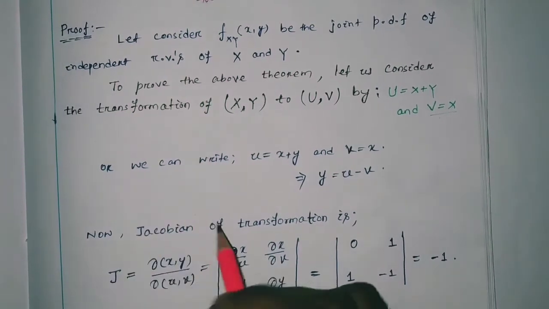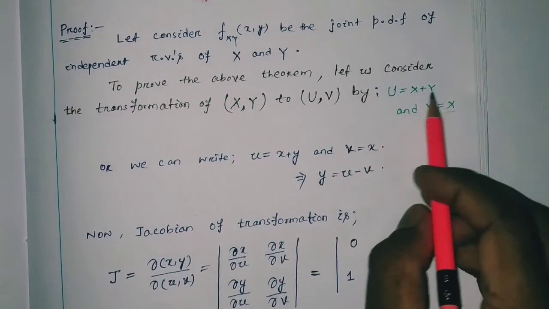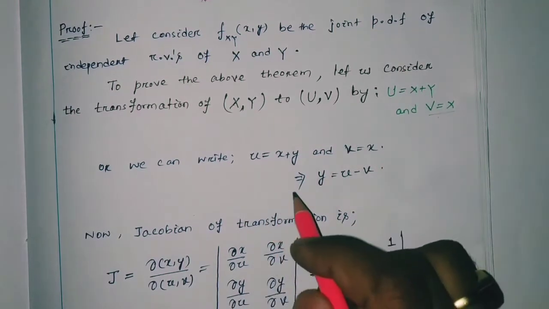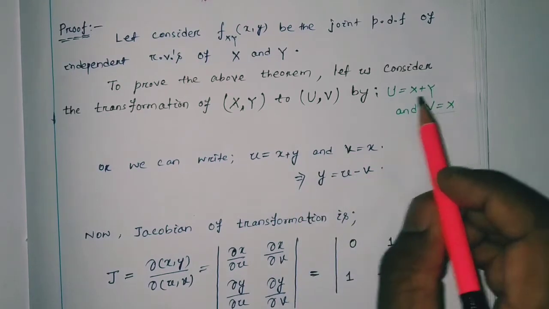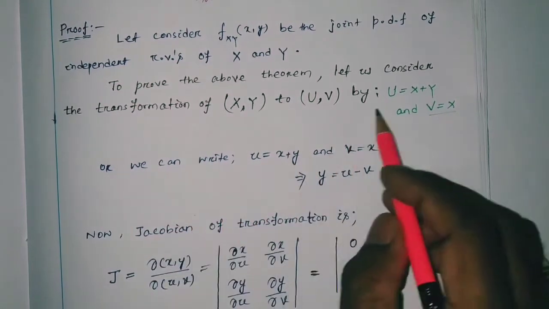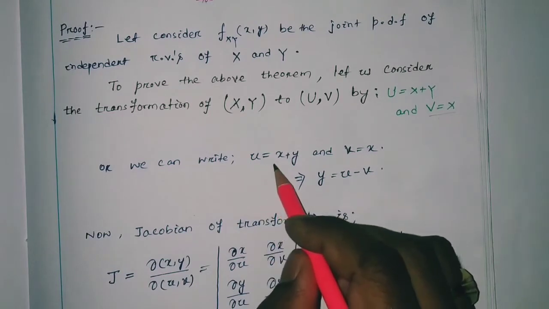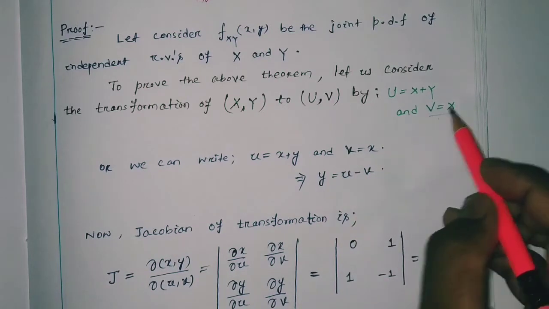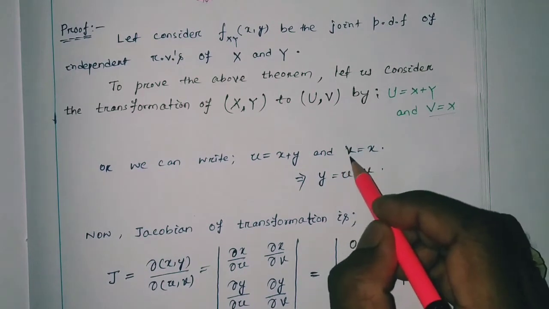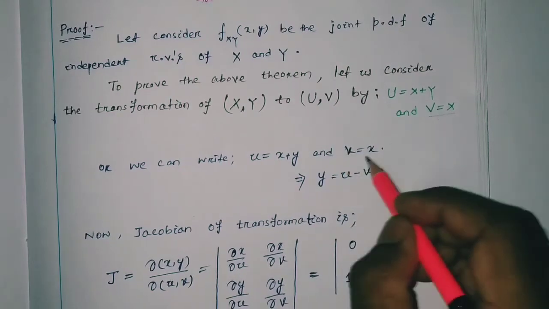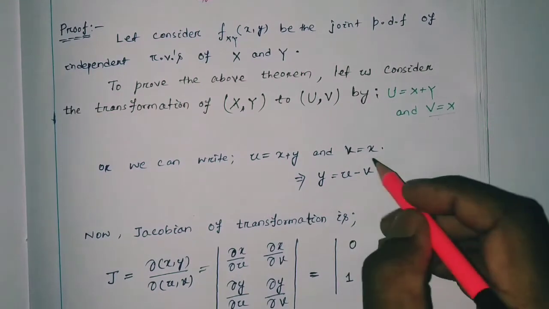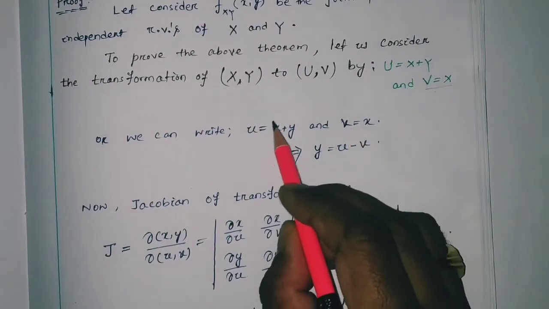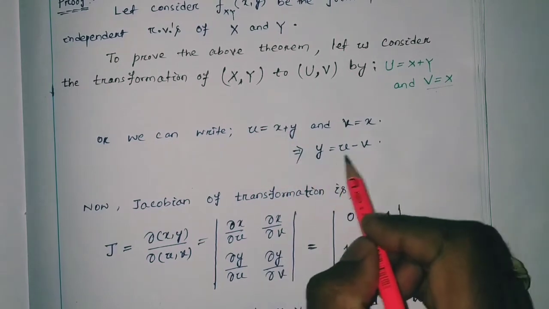If the random variables follow this relation, then obviously the values also have to follow this relation. That means values of u equal values of x plus values of y, where v equal to x, that is, values of random variable v equal values of random variable x. So if I put v instead of x here, y will be equal to u minus v.